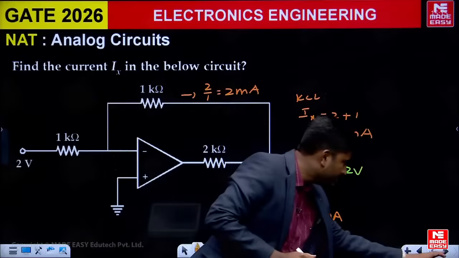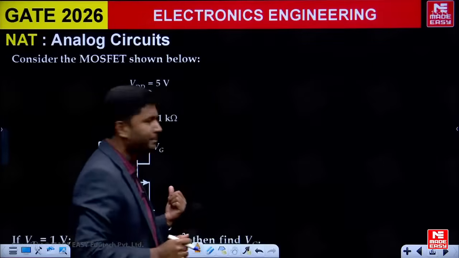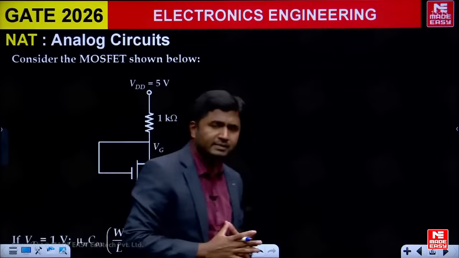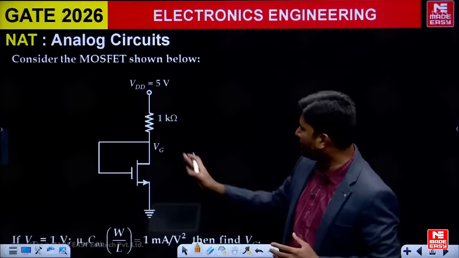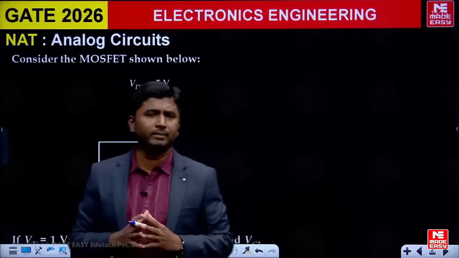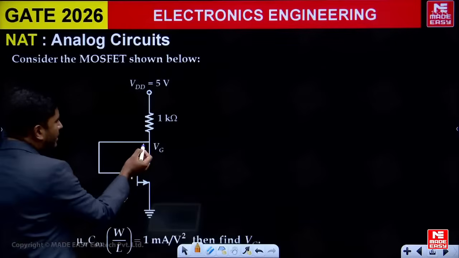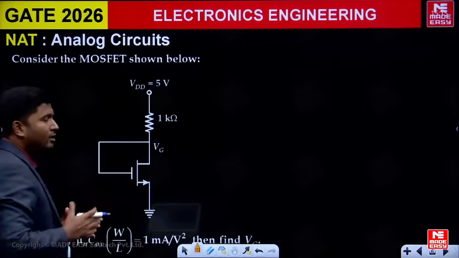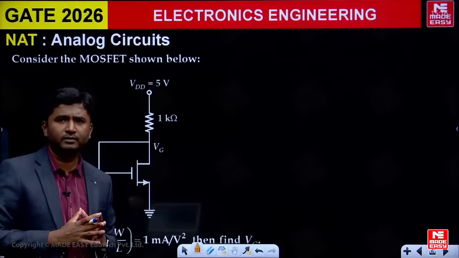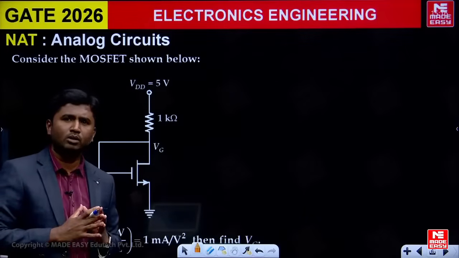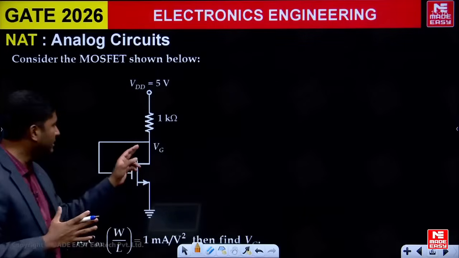Then there was one question based on MOSFET. It's a MOSFET DC analysis question. We have to calculate here gate voltage. How much will be the voltage between gate and ground? Now as you can see, drain is shorted to gate. If drain and gate are shorted, we can consider MOSFET in saturation region. Whenever drain and gate are shorted, MOSFET will operate in saturation region.